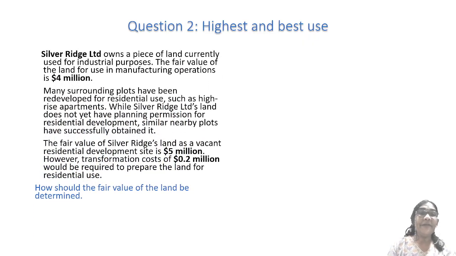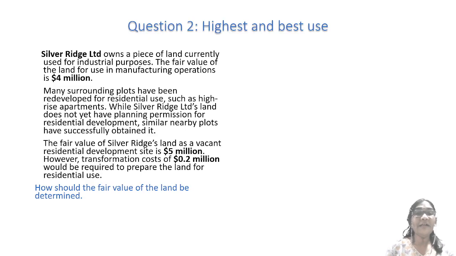Going on to the next example, that is the highest and best use. Now, Silver Ridge owns a piece of property which is currently used for industrial purpose. The fair value of the land for industrial purpose is 4 million. But many plots surrounding this are redeveloped into residential use. Silver Ridge land does not yet have the planning permission for the residential development. Similar nearby plots have successfully obtained it though.